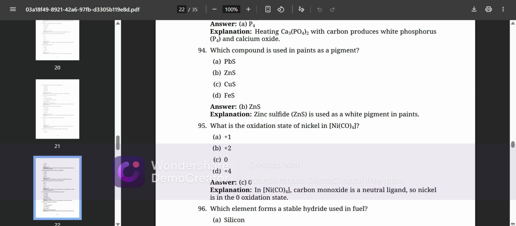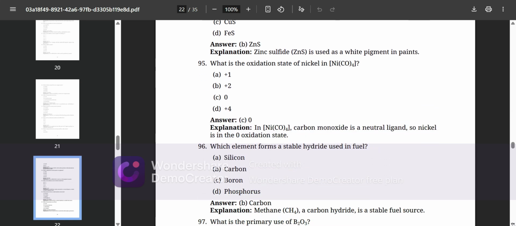Which compound is used in paints as a pigment? Zinc sulfide. ZnS is used as a white pigment in paints. What is the oxidation state of nickel in Ni(CO)4? 0 in Ni(CO)4. Carbon monoxide is a neutral ligand, so nickel is in the zero oxidation state.